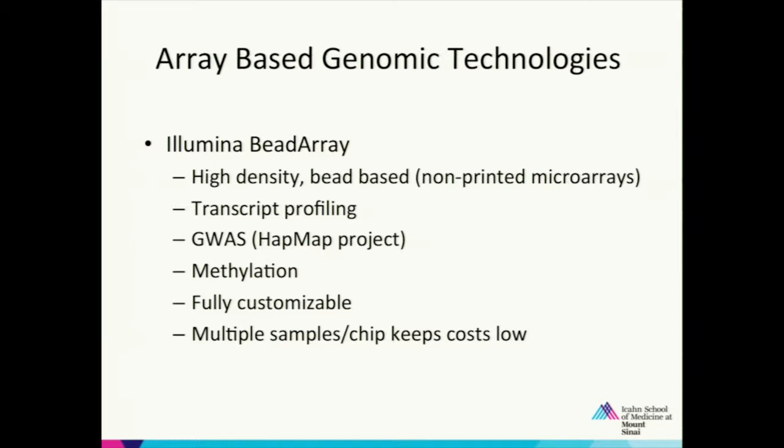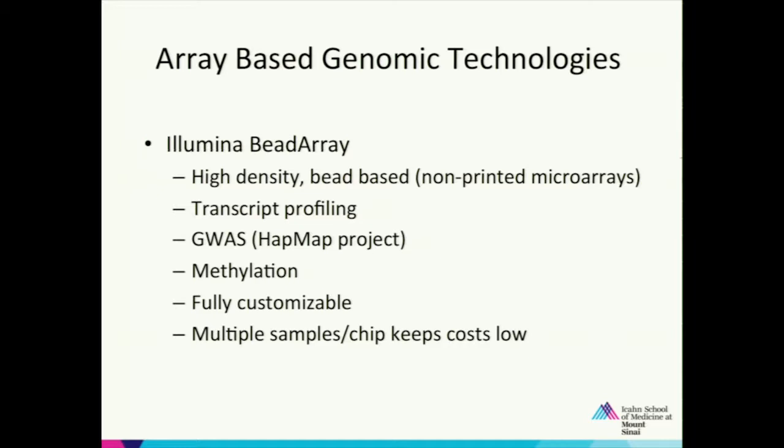We can also do transcriptome profiling. We can do genome-wide analysis. We can understand the methylation status of the DNA, right? That is epigenetics, not at the gene level, but at the entire genome level. These are fully customizable. We can, again, do whatever you want to do. You can select certain genes, certain parts of the genome, or the entire genome. And also, we can do multiple samples together, simultaneously, right? We can make it high throughput.